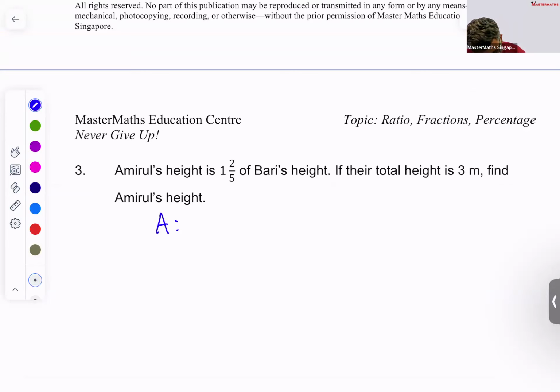Amirul, Bari. Amirul is 1 and 2/5. Change it to improper. What is it? 7/5. Bari, how many units?